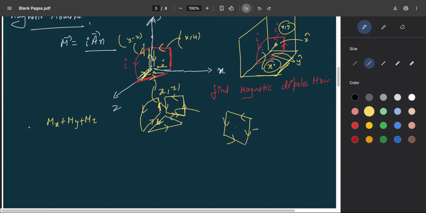Yes, sir. This will be M net. Okay, are you really clear with this thing or not? Right. Yes, it's clear, right? Okay, I'm not just putting the values.